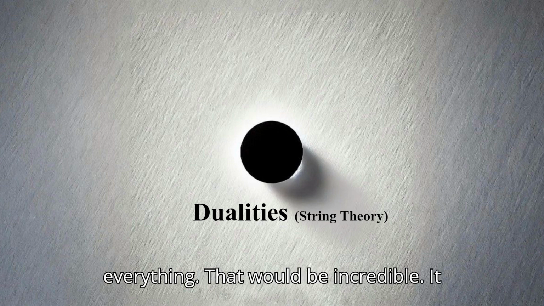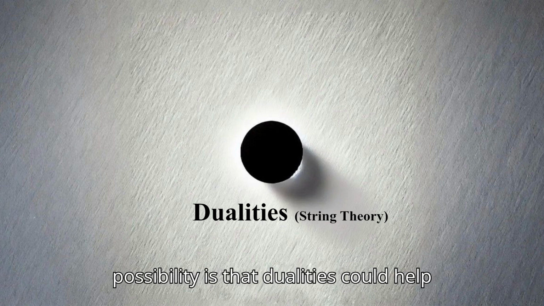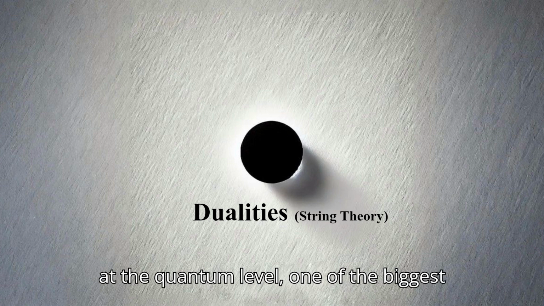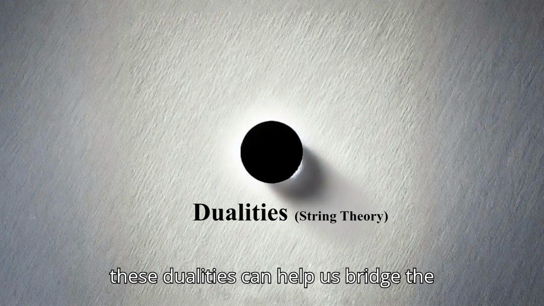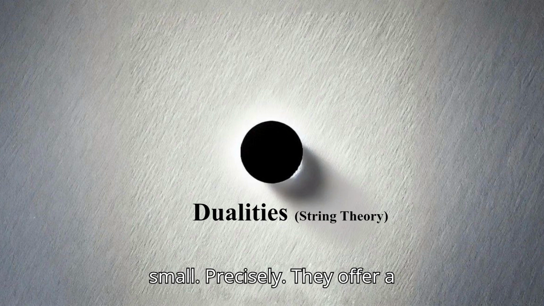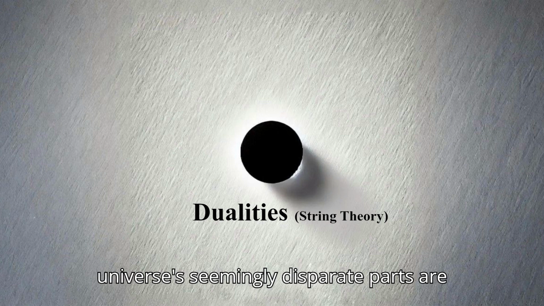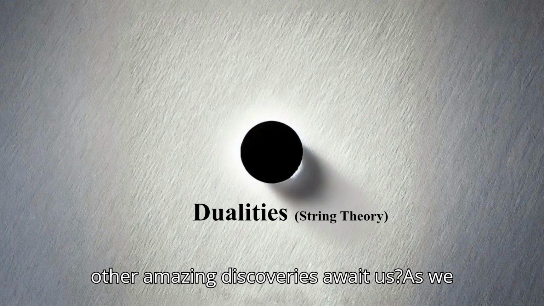A theory of everything. That would be incredible. It would indeed. And another tantalizing possibility is that dualities could help us finally understand how gravity works at the quantum level, one of the biggest unsolved problems in physics today. So these dualities can help us bridge the gap between the very large and the very small. Precisely. They offer a glimpse into a deeper reality, where the universe's seemingly disparate parts are intricately connected. And who knows what other amazing discoveries await us.